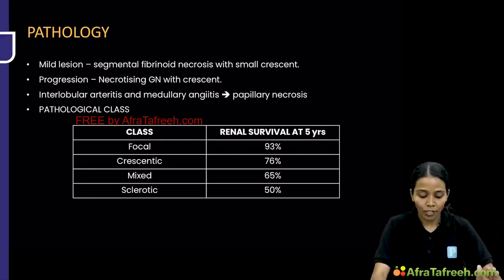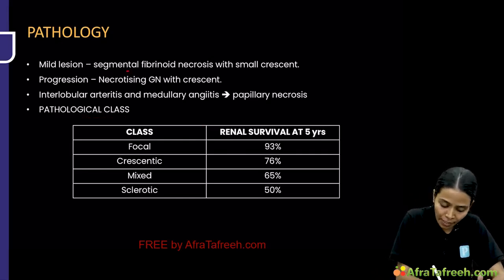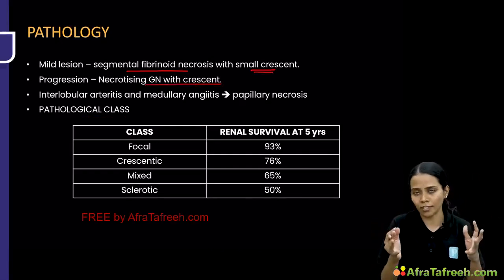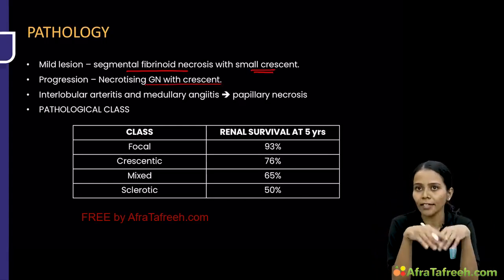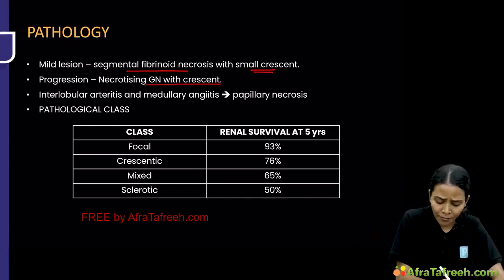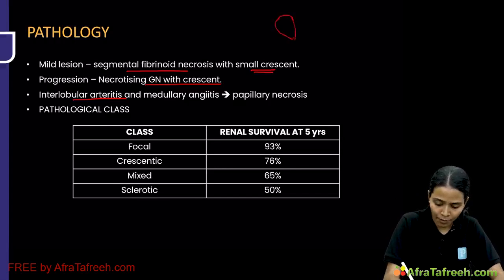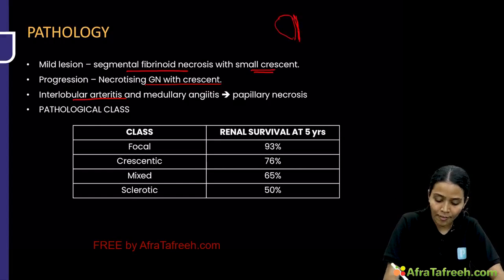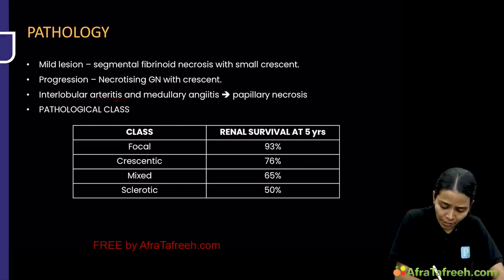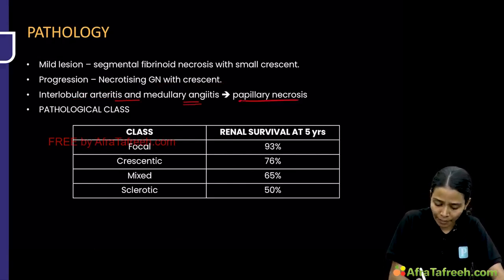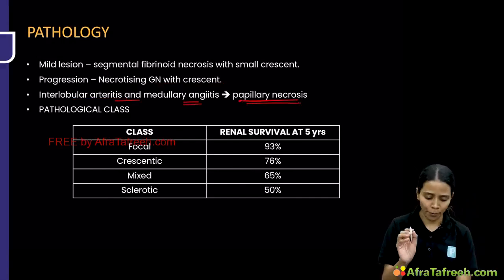Okay. Now, if there is a mild lesion, there's going to be segmental fibrinoid necrosis with a small crescent. But in a progressive lesion, there can be necrotizing glomerulonephritis with full crescent. Okay. So, it starts with segmental and it progresses completely. Sometimes, the interlobular arteries are involved and it causes involvement in the medulla. So, if you see the renal medulla, you remember that the interlobular arteries are going like this, right? So here, if the interlobular arteries are getting involved and there is medullary angiitis, then there's going to be papillary necrosis. But this is not common. Mostly we see glomerulonephritis. Okay.